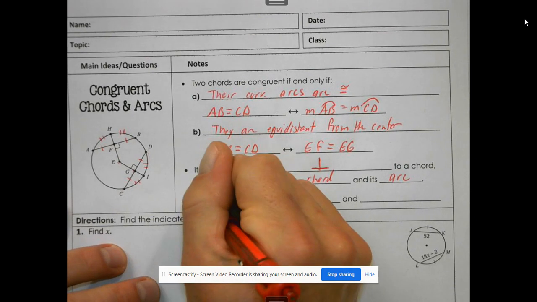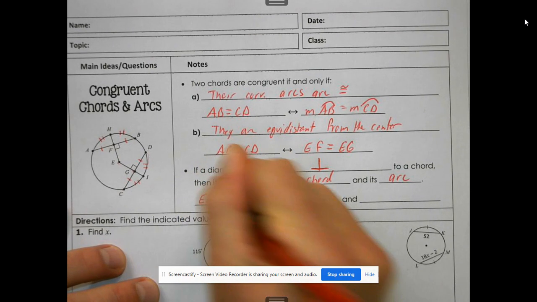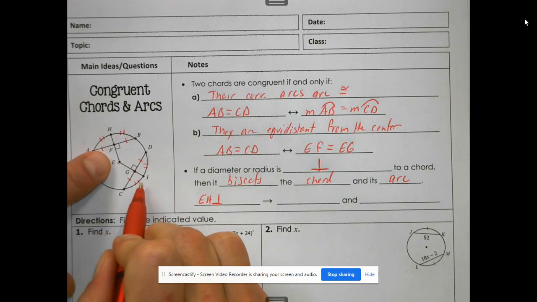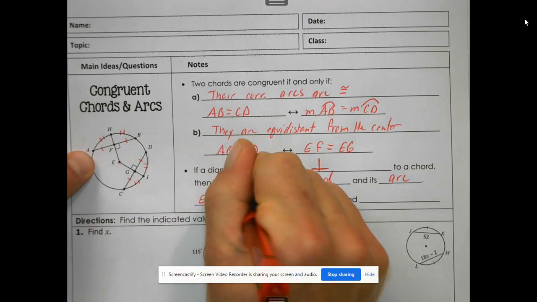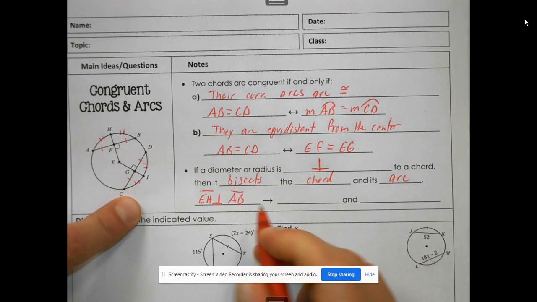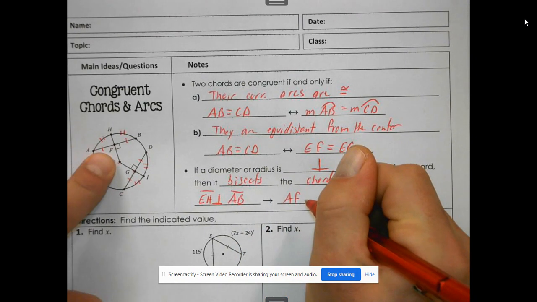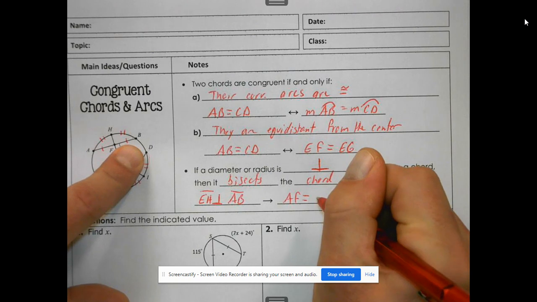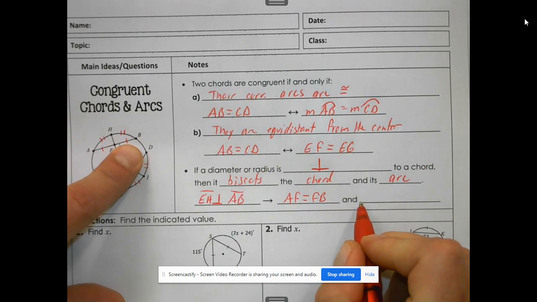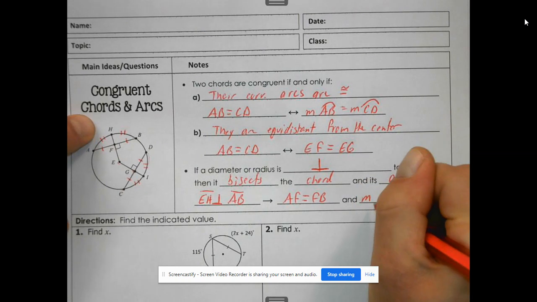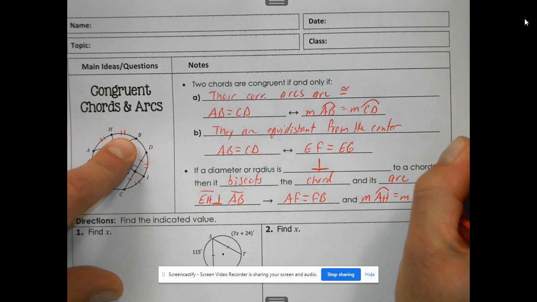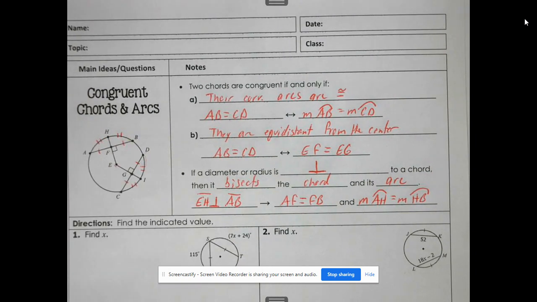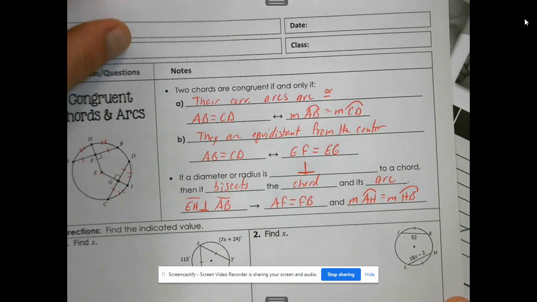So in symbols, if segment EH right here is perpendicular to this chord AB, then AF, this piece right here, is going to be equal to that piece right there, FB. And the two arcs are congruent. Measure of arc AH is equal to the measure of arc HB. If it appears congruent in this lesson, guys, it mostly is going to be congruent. Just kind of a little fallback thing you can think about.